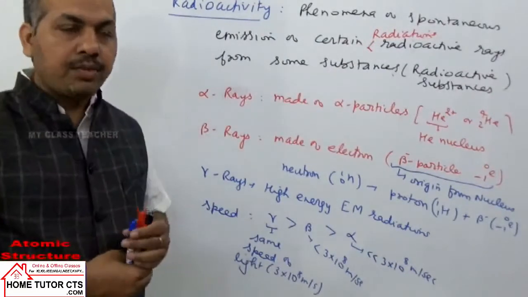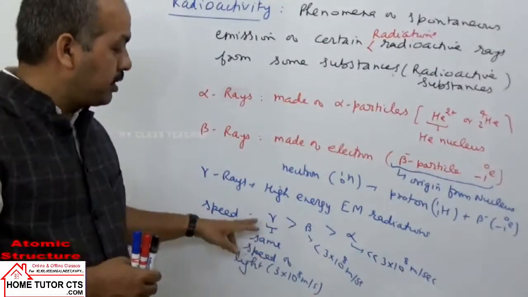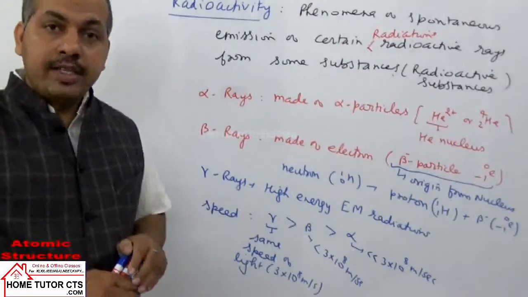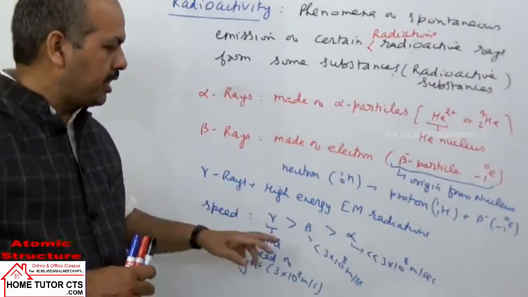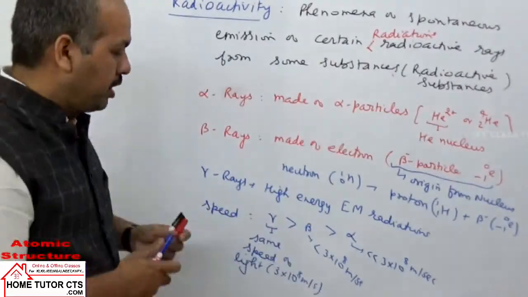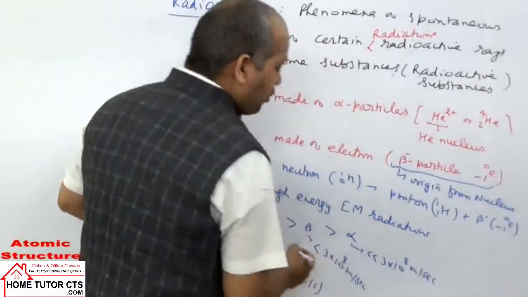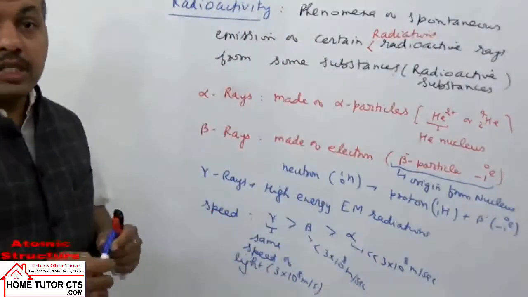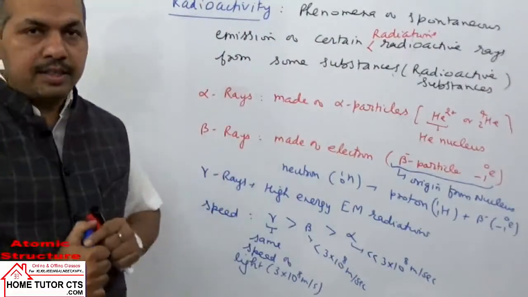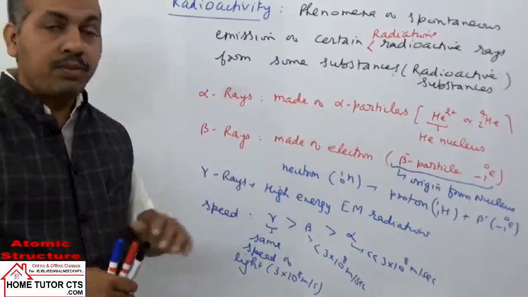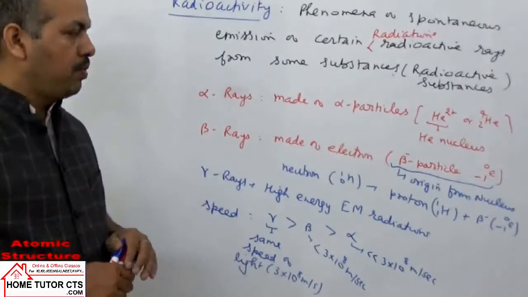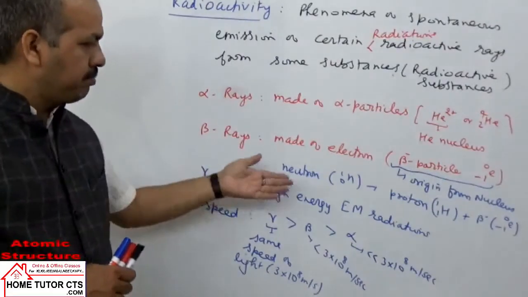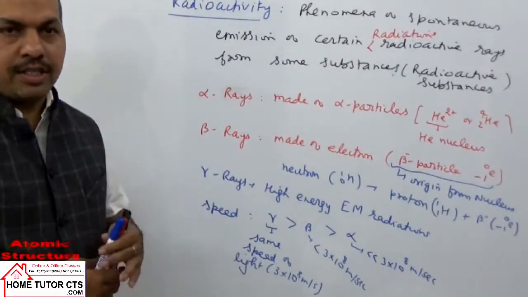Considering the speed of the different rays, gamma rays travel with the same speed as that of light. Beta rays travel at nearly the same or slightly less than the speed of light. And alpha particles travel at the lowest speed because of their heavier mass. The mass of an alpha particle is 4 unit mass, a beta particle has the mass of an electron, and gamma rays are taken as massless.